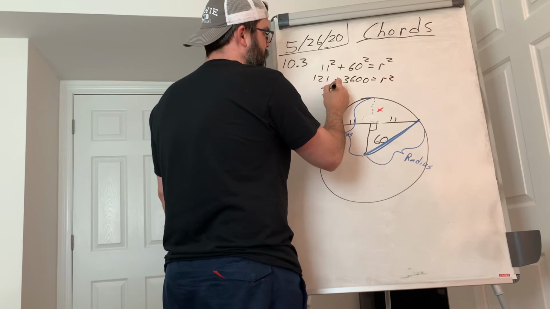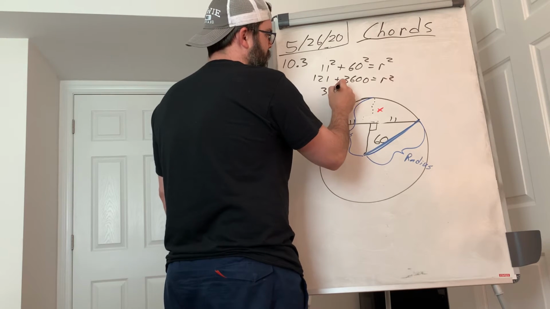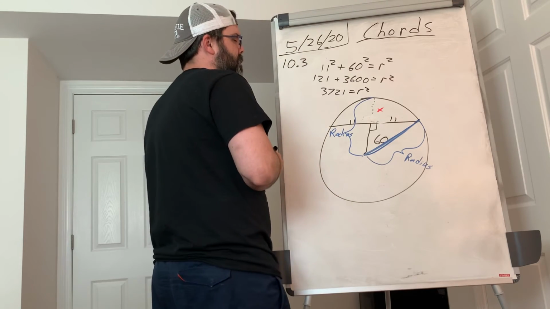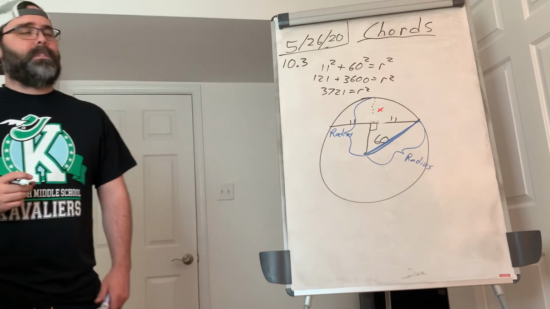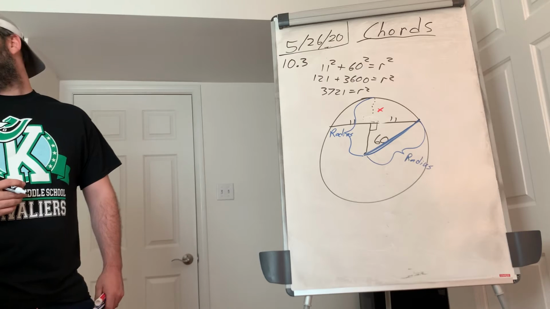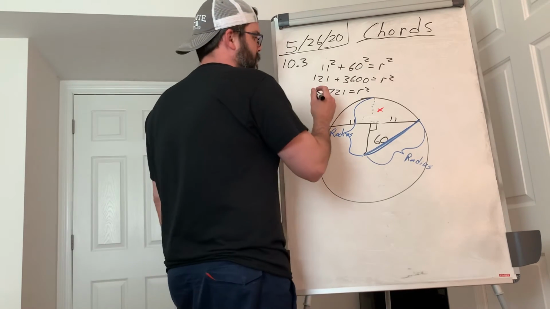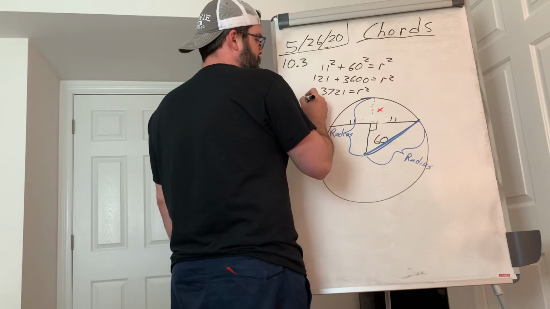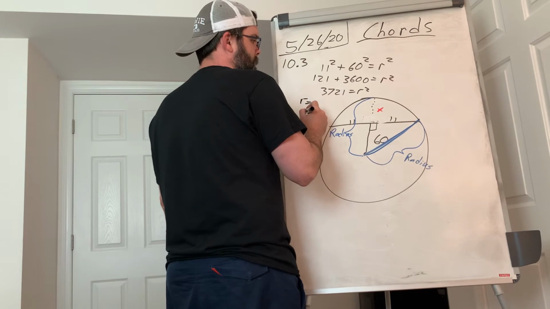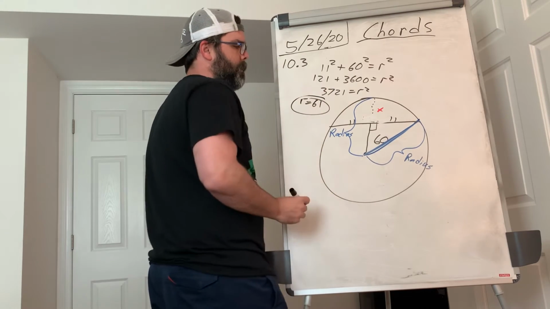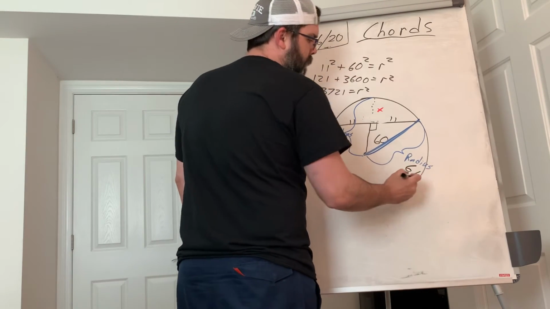3721 equals r squared. Alexa, what's the square root of 3,721? The square root of 3,721 is 61. So the radius is 61.